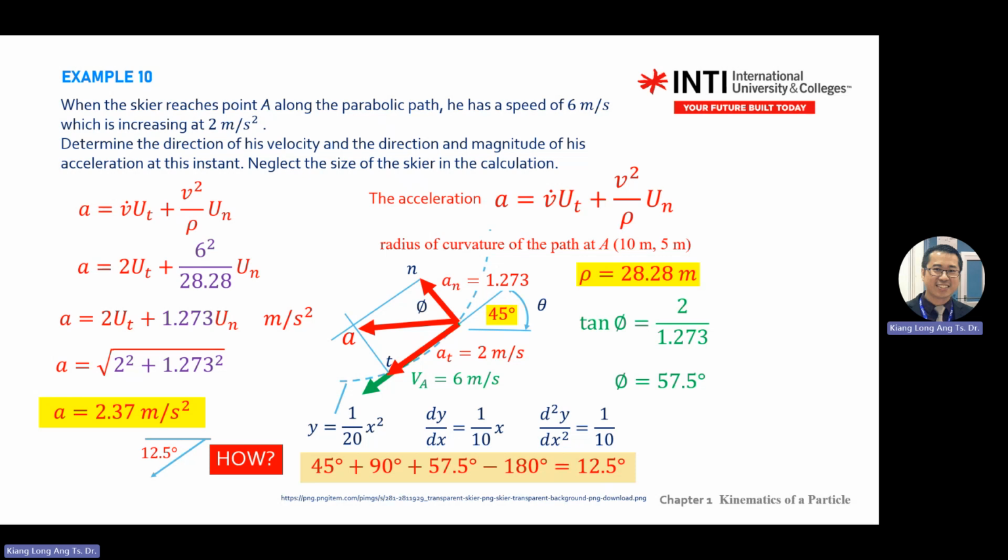AN. This is 90 degrees. Here to here is 57.5. You want to find this angle. Here is the one that you don't know. Understand, right?